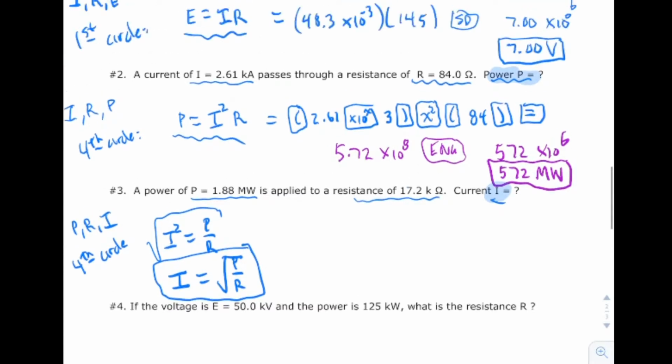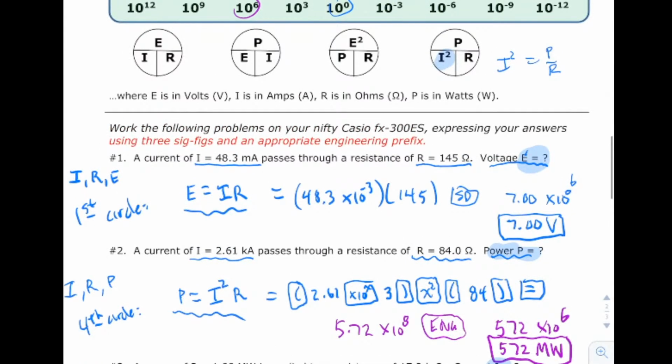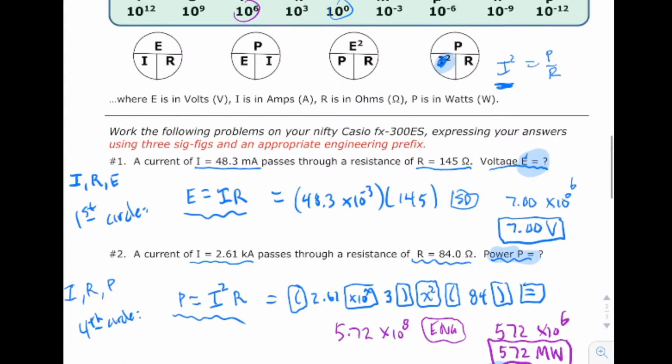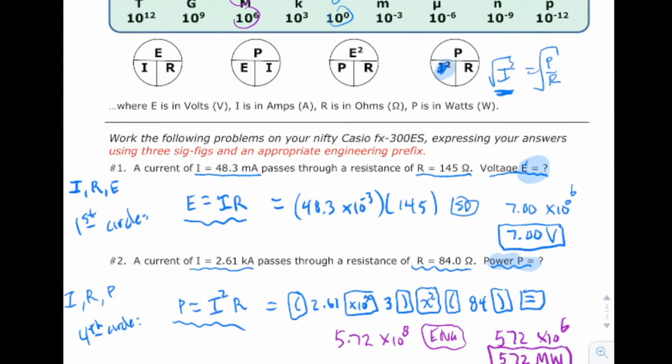Okay, so again, that was hugely important, right? When you put your thumb over the I squared, keep in mind your formula is for I squared. What you really want is to take the square root. Technically, you're taking the square root of each side separately. The square root of I squared. Now you've got a formula for I, and it's the square root of P over R. So be careful about that step.